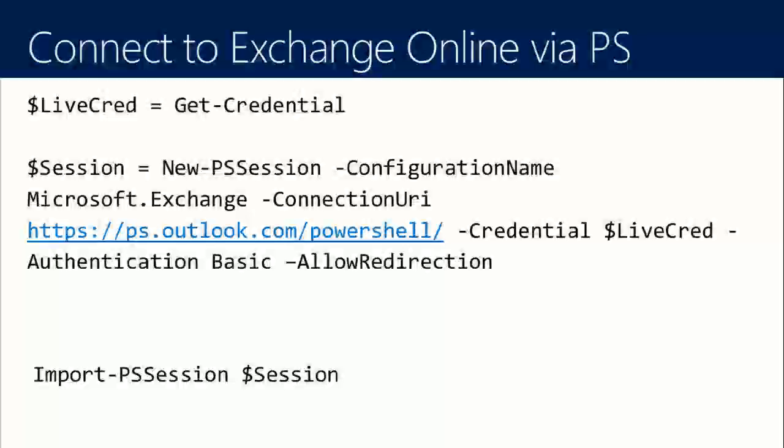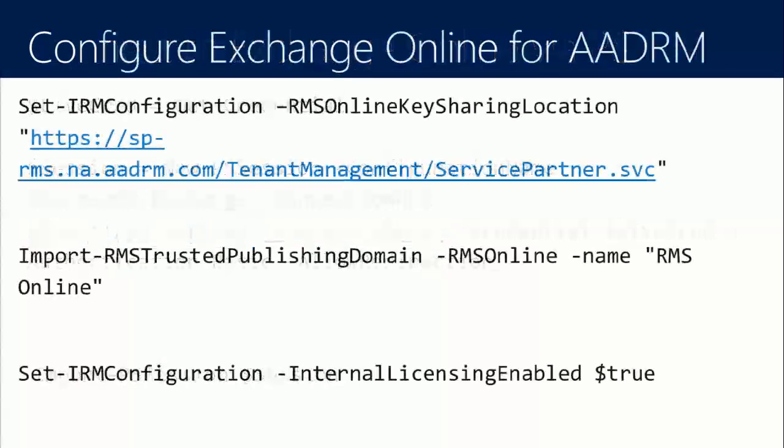So right now, it's a really simple set, like 5 or 6 commandlets. First thing you need to do is get connected to Exchange Online via PowerShell. So this is just a standard, hey, I need to connect, I need to do remote PowerShell. It'll then download it, put all the commandlets locally so that you can use it. The more important part is configuring IRM. So there's 3 commandlets that you need to run.